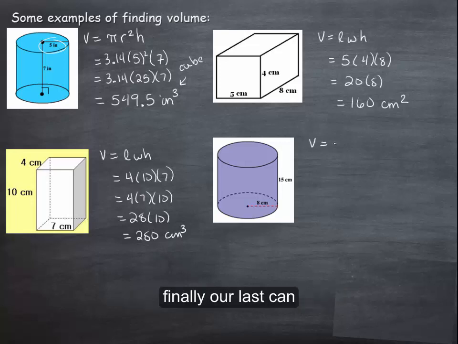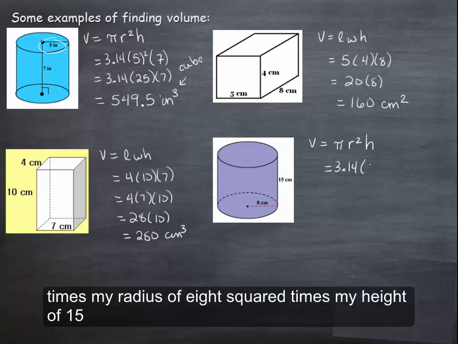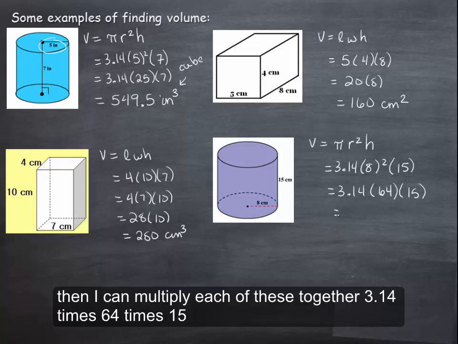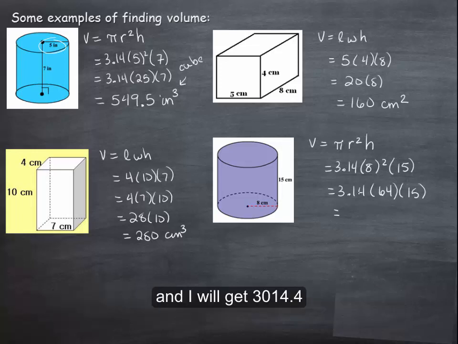Finally, our last can, pi r squared h. So I have 3.14 times my radius of 8 squared times my height of 15. I have to square my radius first because exponents come before multiplication. Then I can multiply each of these together. 3.14 times 64 times 15, and I will get 3,014.4 cubic centimeters. Oops, cubic.